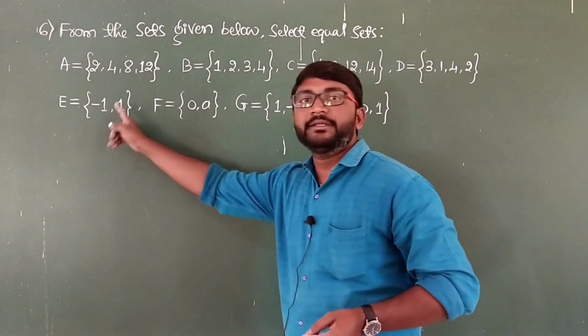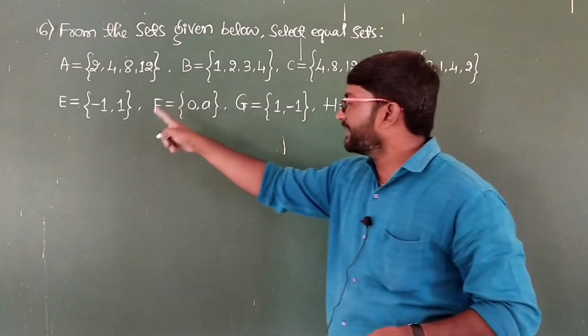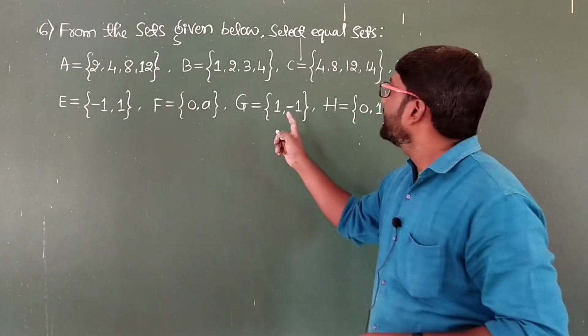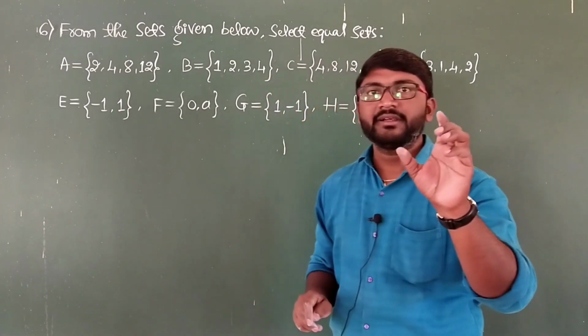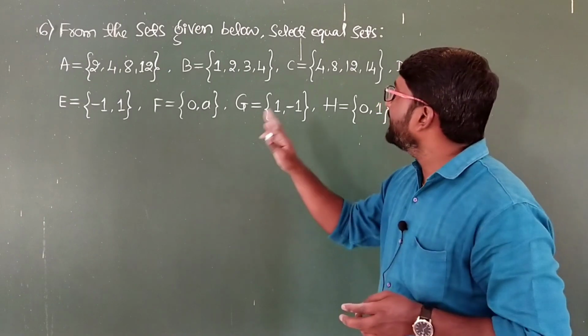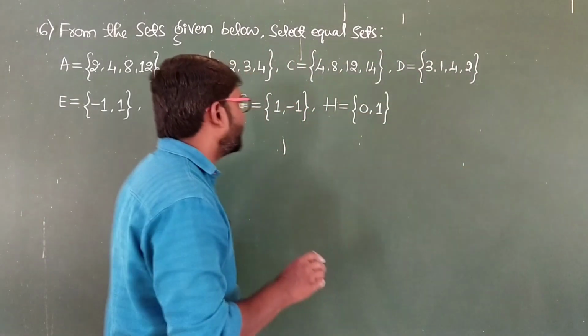Observe the set E and the set G, you have -1 and +1. Here you have +1 and -1. The order is different, but both the sets have the same element. So the answer for this, it is B equal to D and E equal to G. That's what we have to write now.